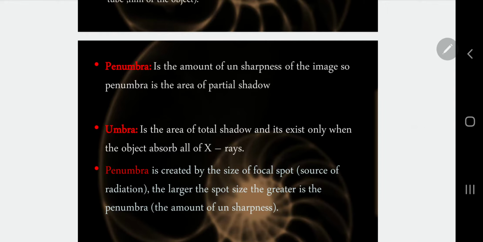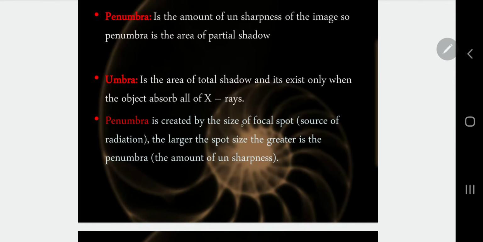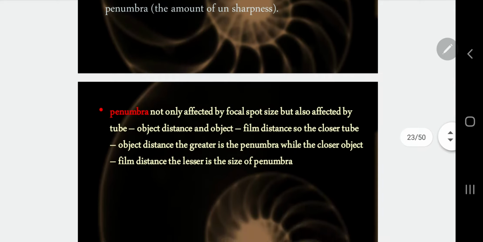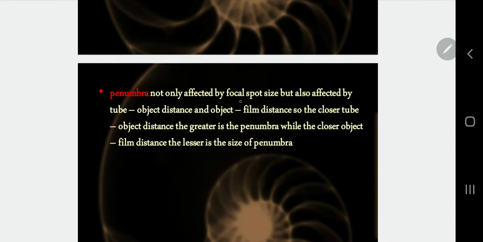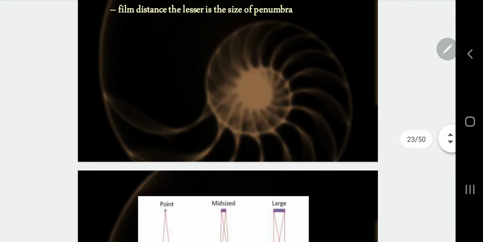Penumbra is the amount of unsharpness of the image. So, penumbra is the area of partial shadow. Umbra is the area of total shadow, and it exists only when the object absorbs all of the X-ray. Penumbra is created by the size of the focal spot. The larger the focal spot, the greater the penumbra. Penumbra is not only affected by focal spot, but also by tube-object distance and object-film distance. Object-film distance should be as small as possible, and the tube-object distance should be as large as possible.